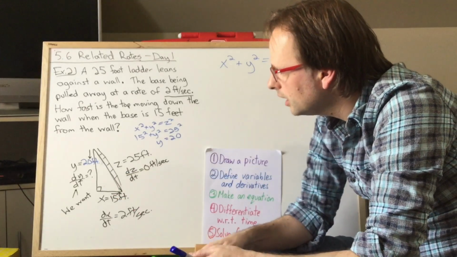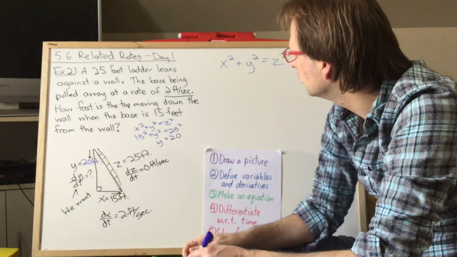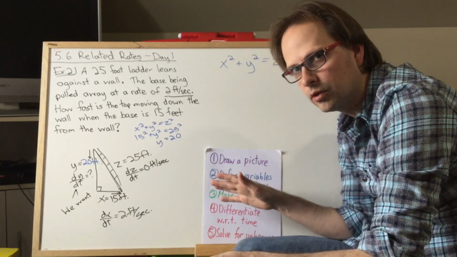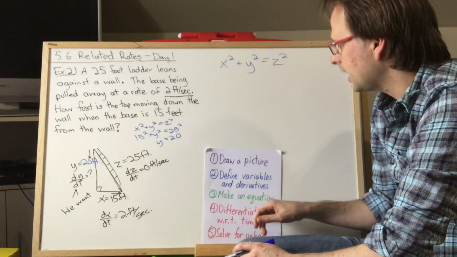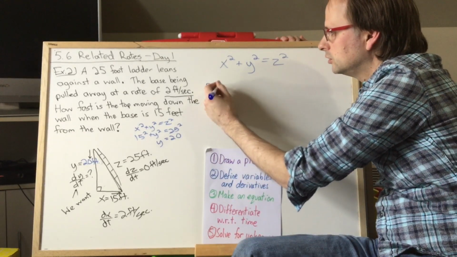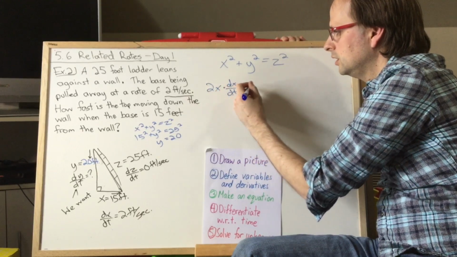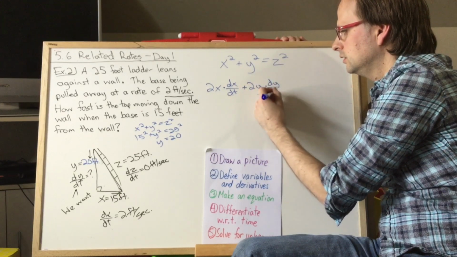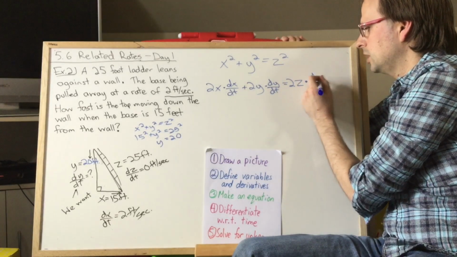All right, so now we've got how high it is up the wall, how far it is, and how long the ladder is. We've got a nice equation. We haven't subbed anything into the equation that we're going to differentiate yet. Now we're ready to actually differentiate with respect to time. So let's do that. x squared is going to turn into 2x dx/dt. y squared will turn into 2y dy/dt. And z squared will turn into 2z dz/dt.